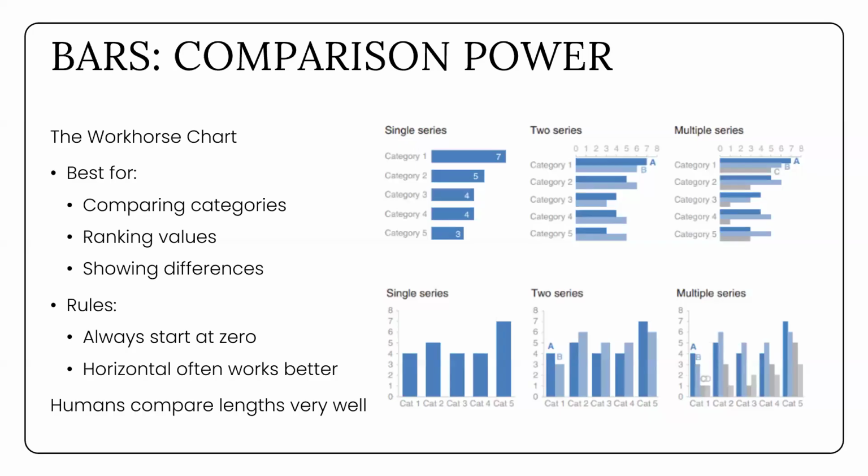Bar charts must always include a zero baseline. Without it, visual comparisons become distorted and misleading. Ethical visualization requires truthful scaling and honest representation. Horizontal bar charts are often superior to vertical ones. They support natural reading patterns, accommodate long category labels, and guide attention from labels to values in a cognitively efficient sequence.